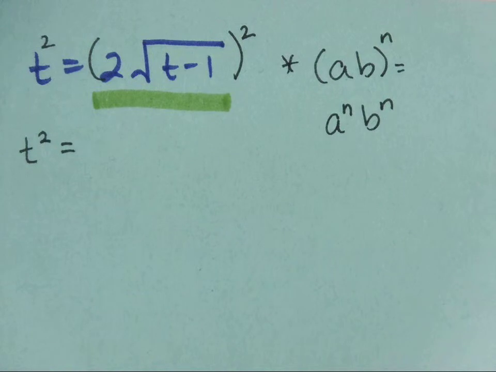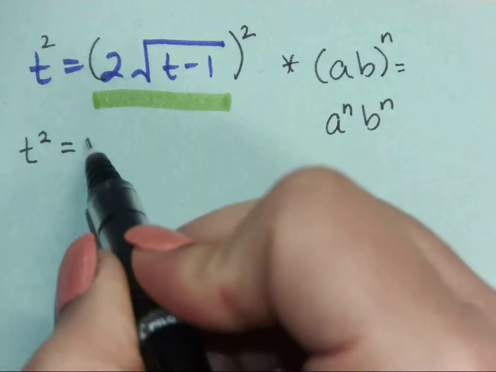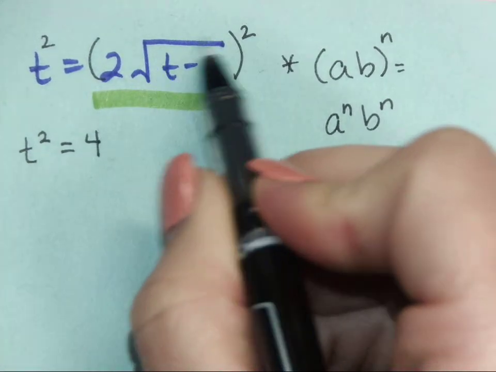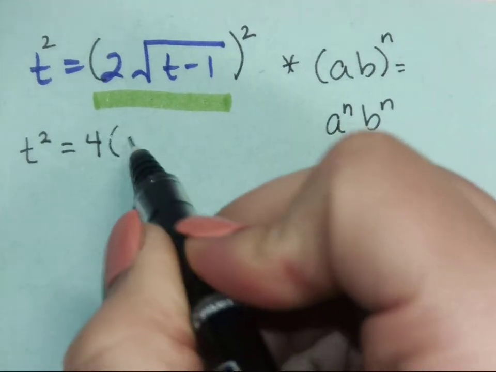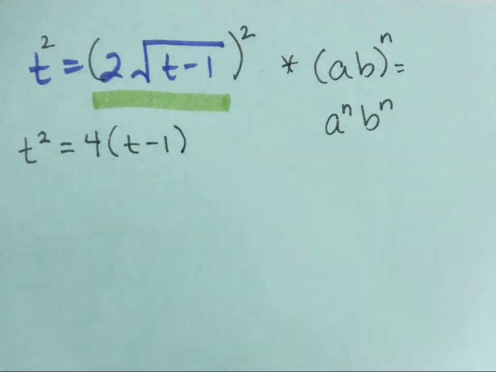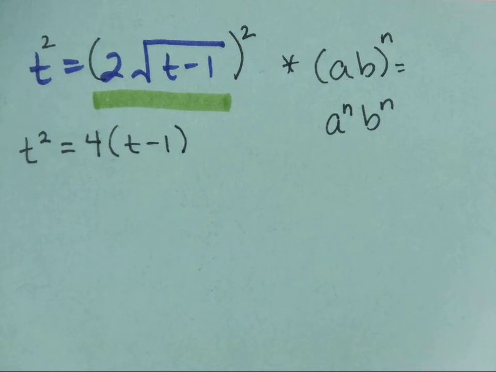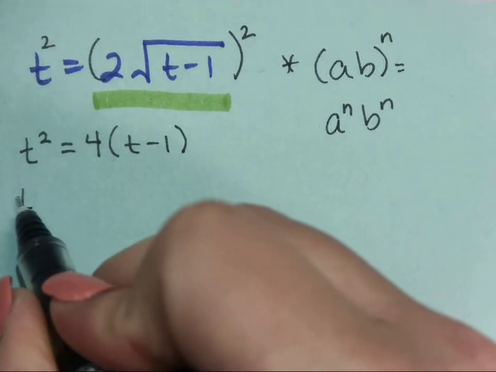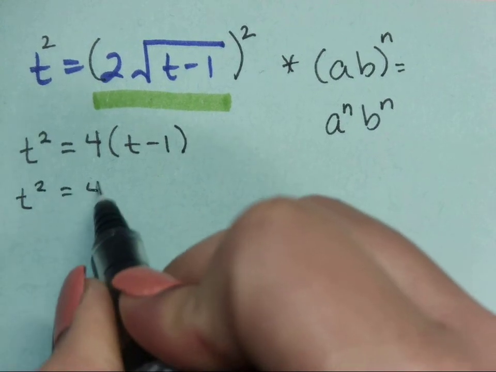But on the right-hand side, the 2 gets squared. And then when I square that square root, I'm left with that radicand, or the value underneath. So it's really important that you put parentheses around everything that's contained underneath the radical, so that way you can distribute. Right. So now you have no more radicals.